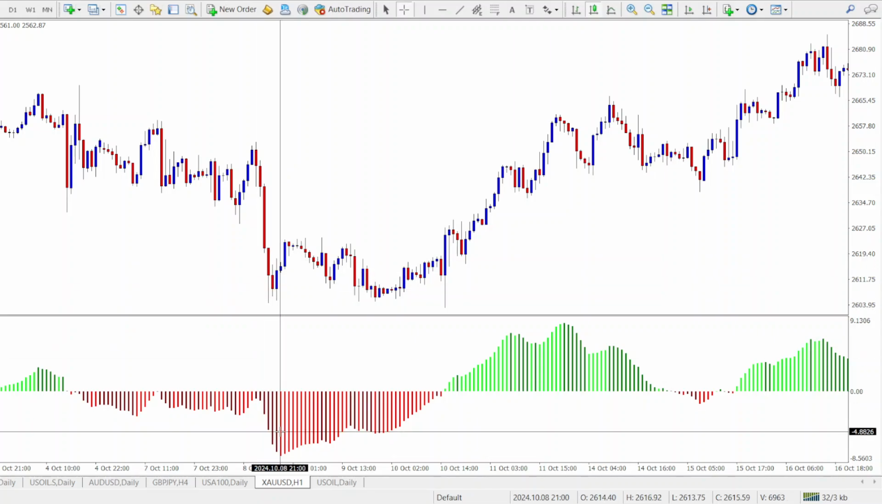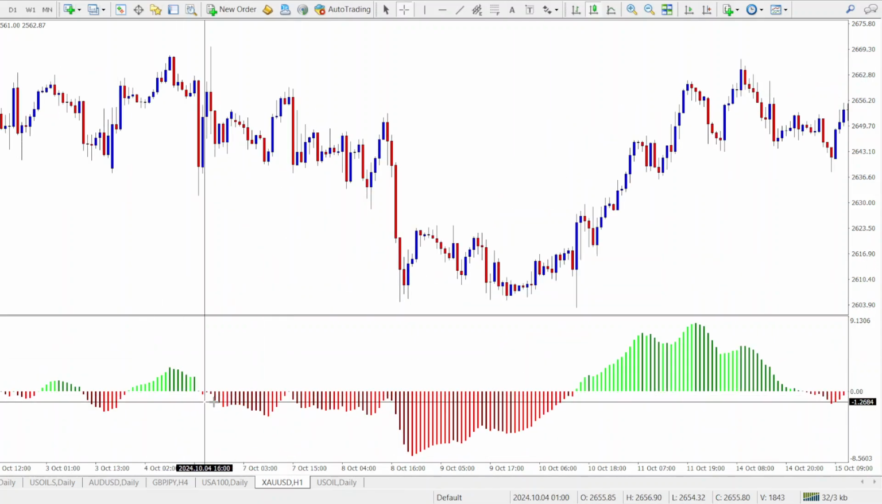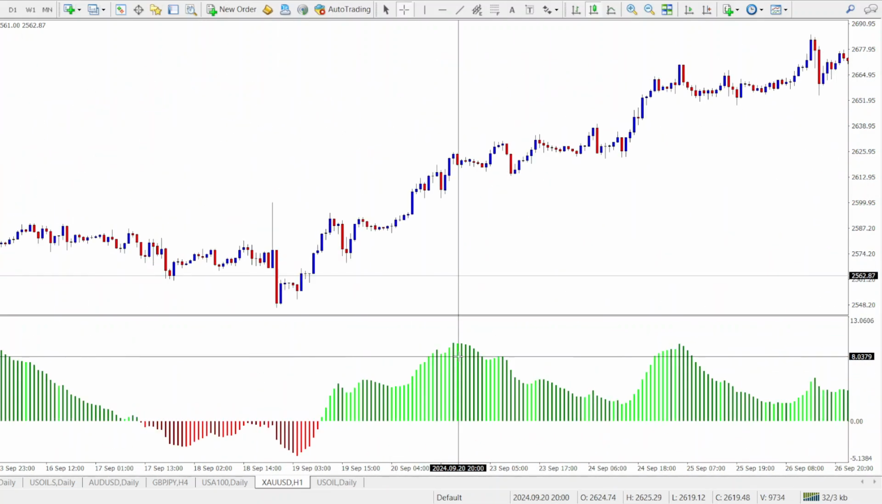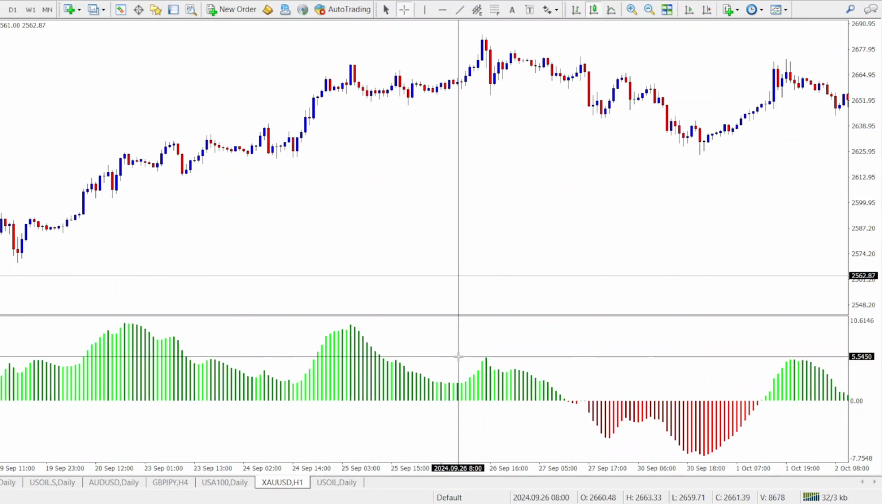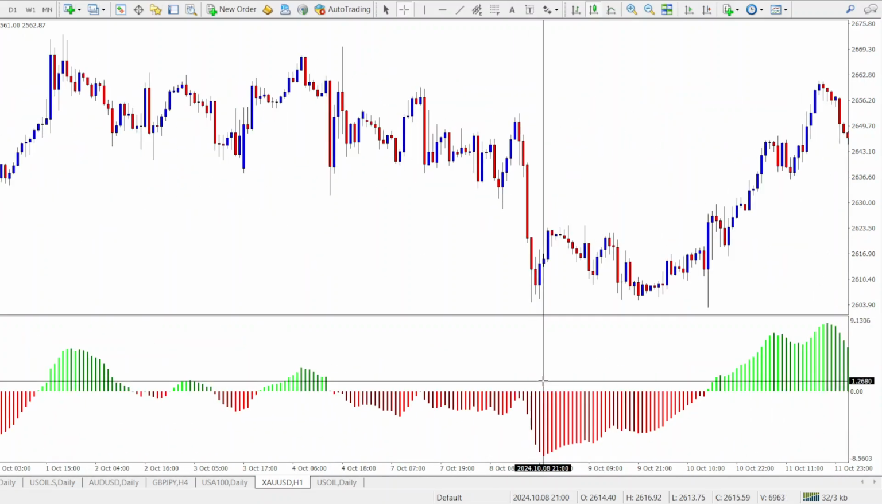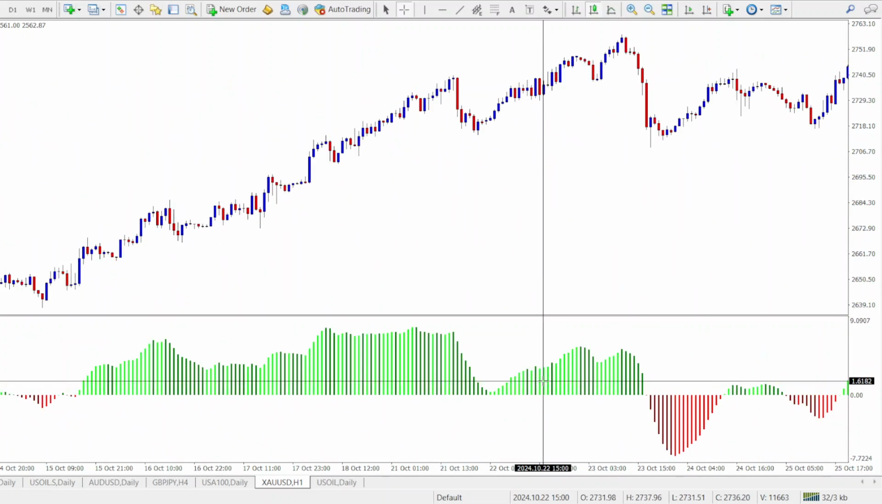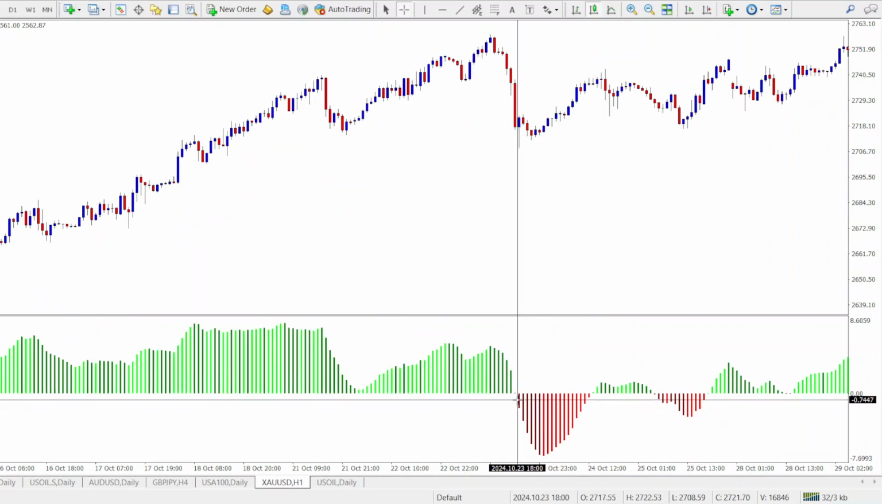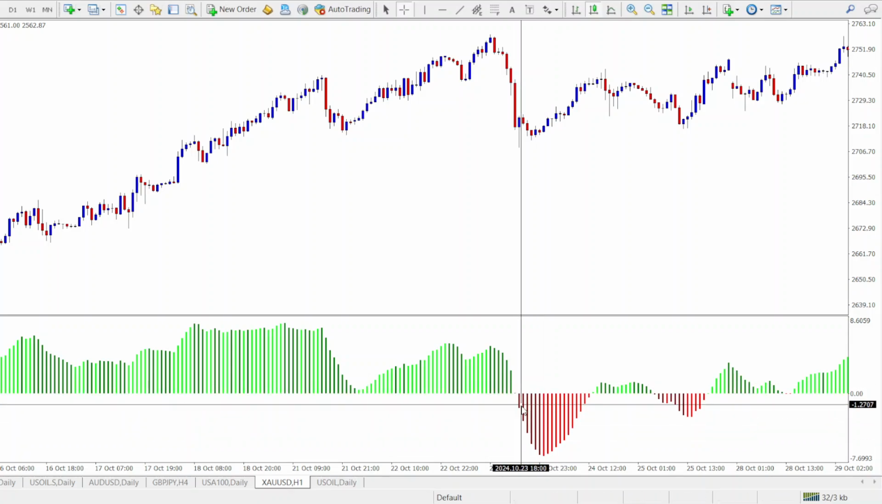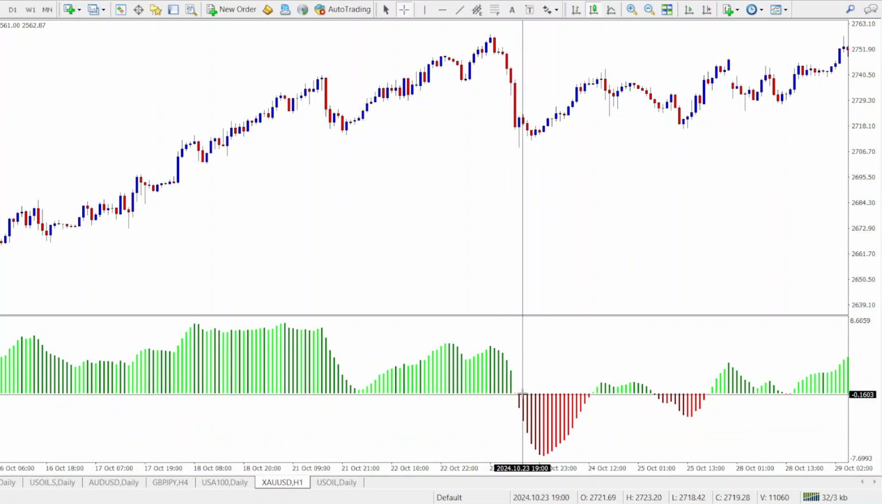All right, and then when you have the red color, okay, let us start from the red color being the signal first. Let's look for a clearer signal. Okay, now when you have the maroon color form, the maroon color shows that we have a sell signal. All right, the maroon color shows us a sell signal.